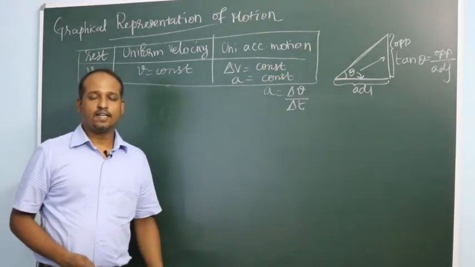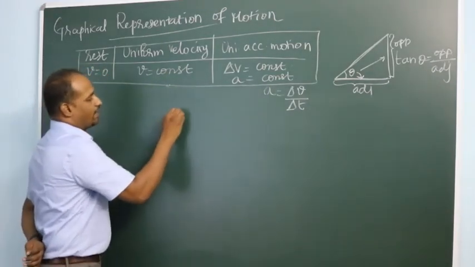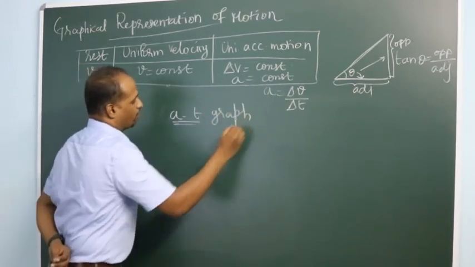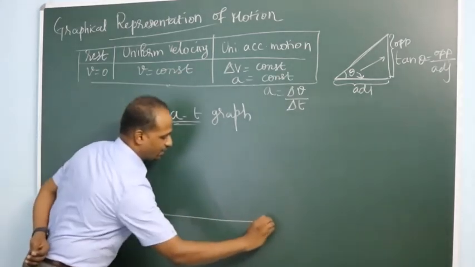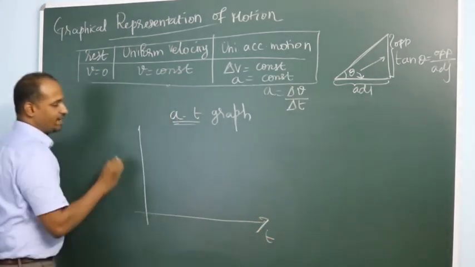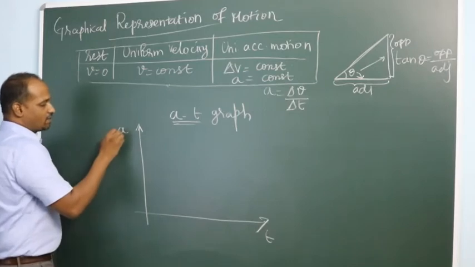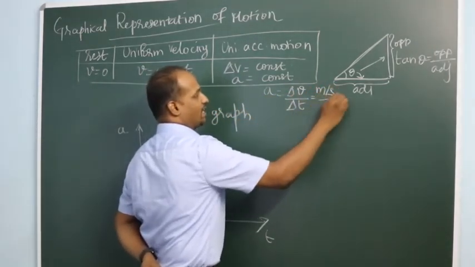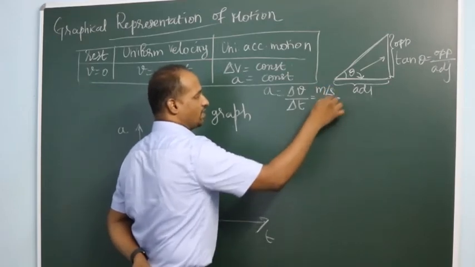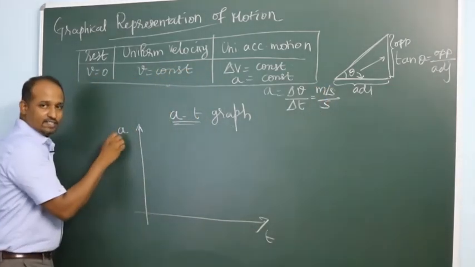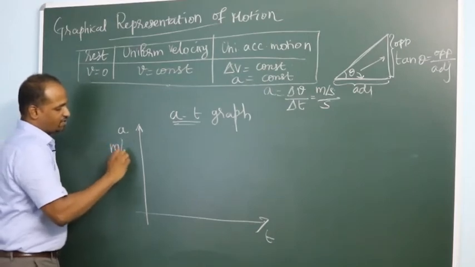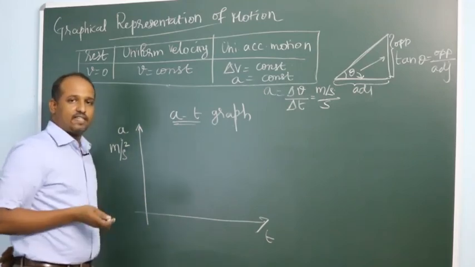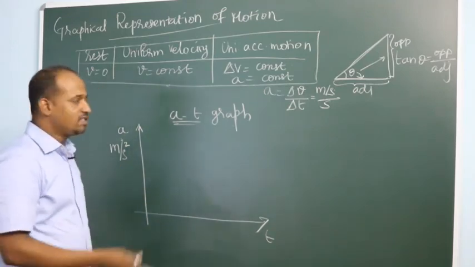Let us look at the acceleration time graph, or AT graph. In the AT graph, in the y-axis we'll take acceleration, in the x-axis the independent variable time is taken. Acceleration is change in velocity by time, velocity is in meter per second, time is in second, so the unit is meter per second square. In the y-axis the graduations will be in meter per second square or kilometer per hour square or miles per hour square. In the x-axis the time can be in seconds or minutes or hours.